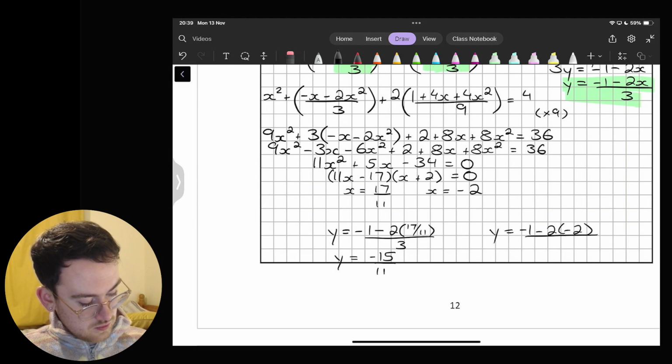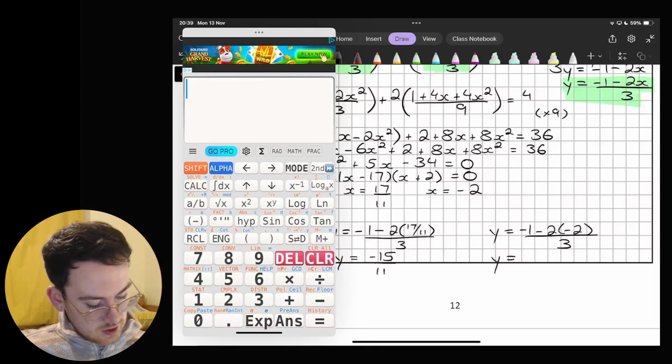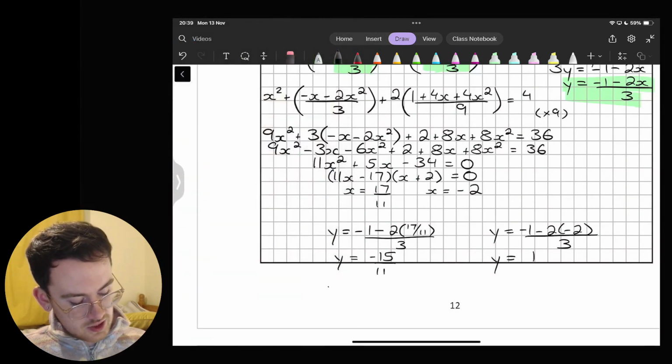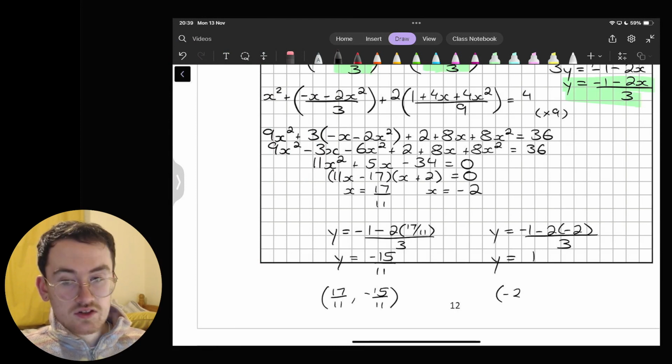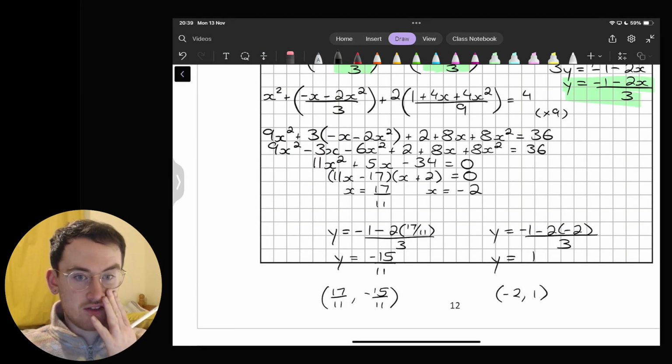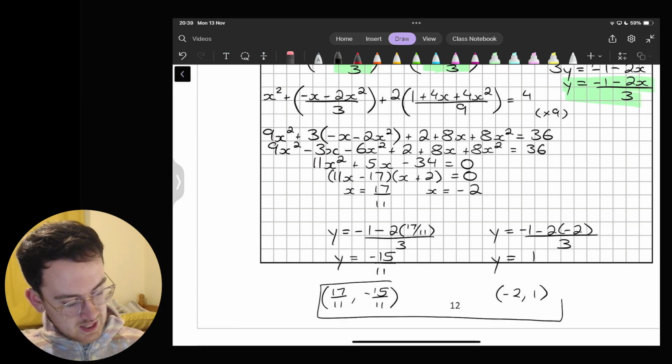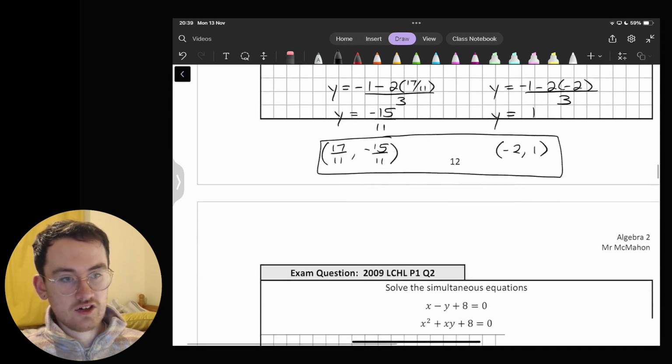Minus 2, 3. So y is, let me see, I can see that one working out already. Okay, and we just get an answer of 1. So my 2 points, if I bring them together, are 17 over 11, minus 15 over 11, and minus 2, 1. It's always no harm to just write out those points at the end, just showcasing your answers there.